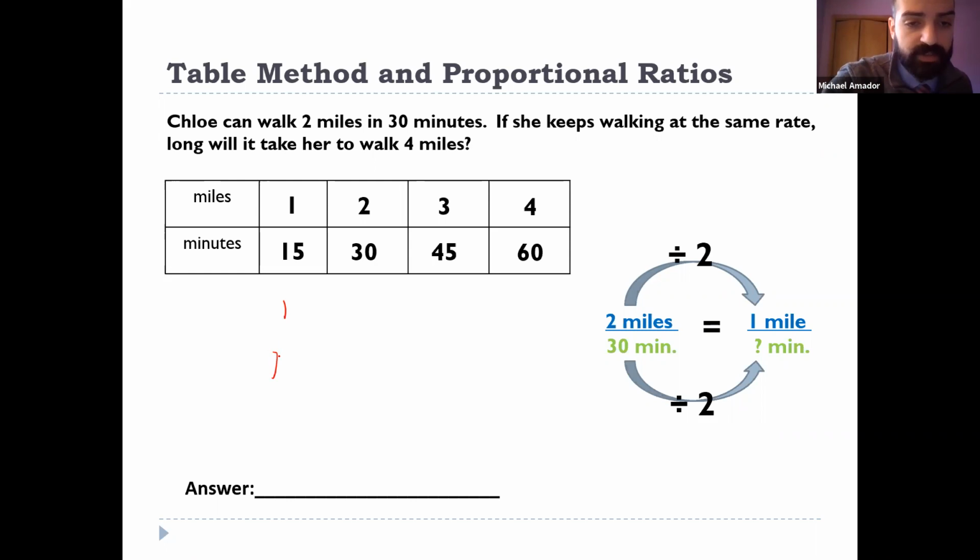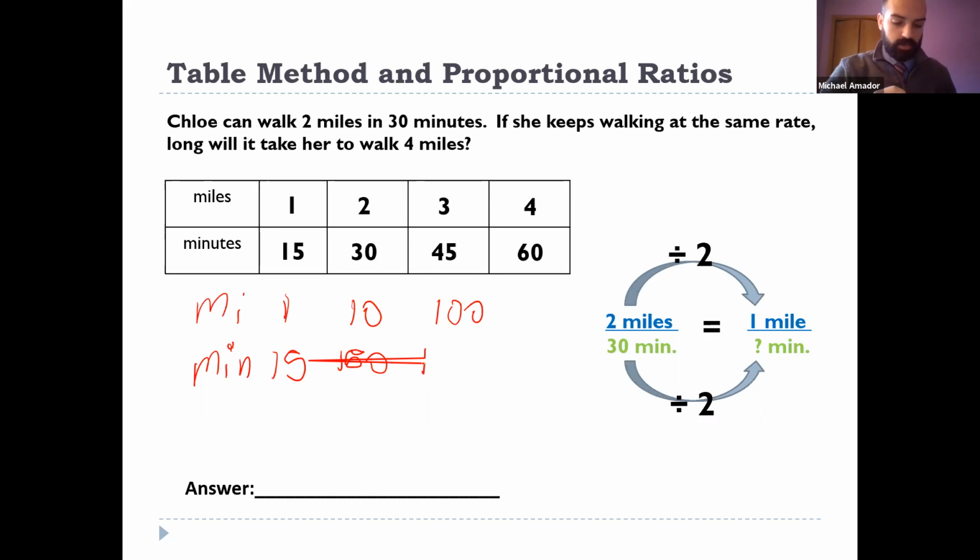You could have 1 and 15 for miles and minutes. And then you could say, okay, well, what if I go for 10 miles? Well, then the amount of time has to be 10 times as much. So that's going to be 150. What if I go 10 times more than that? 100 miles. Well, 100 is 10 times more than 10. So the minutes need to be 10 times more. So each of these is times 10.